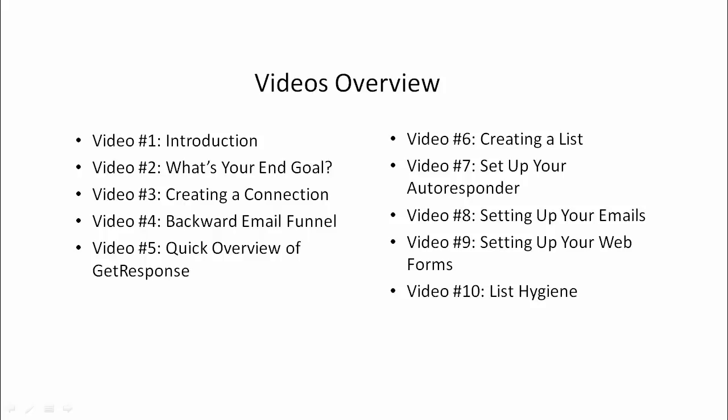And of course, we're going to jump right in from that point and talk about how to create a list. We're going to talk about the different types of lists like single opt-ins, double opt-ins, which one's better for you, different scenarios when it's better. That'll be video number 6. And video number 7, we'll talk about setting up your autoresponder series. Video number 8, we'll talk about setting up your emails. Video 9, we'll talk about setting up your web forms.